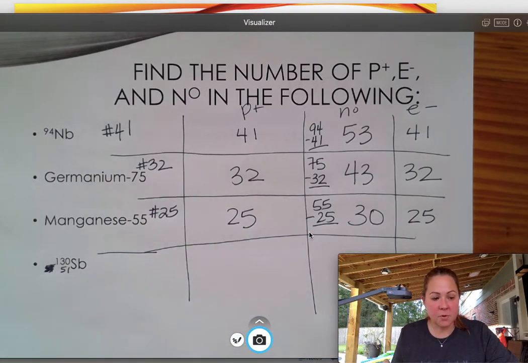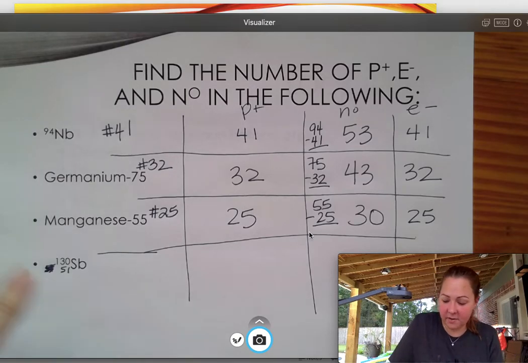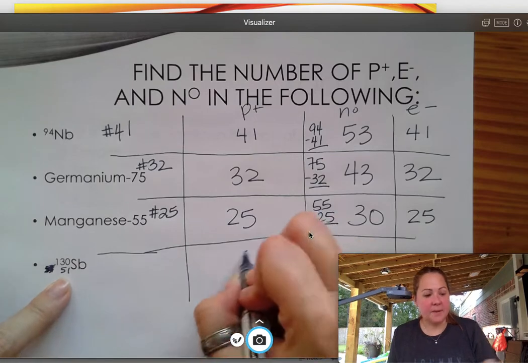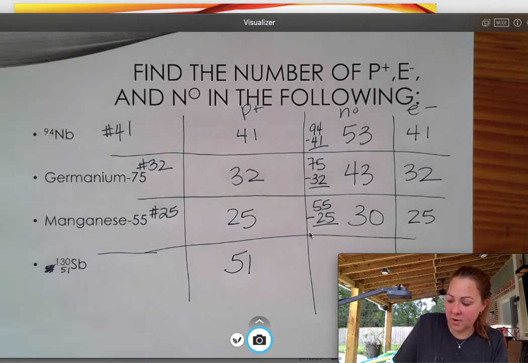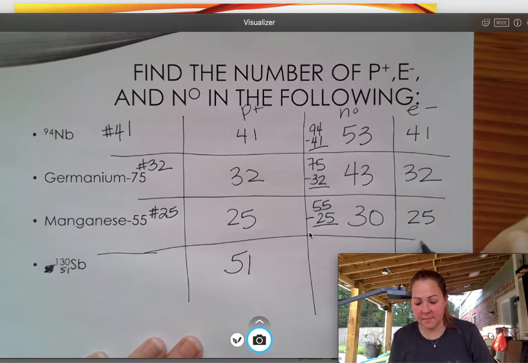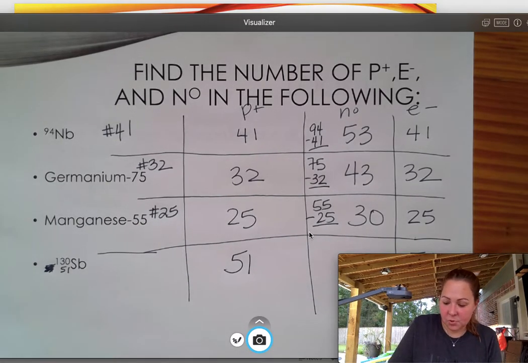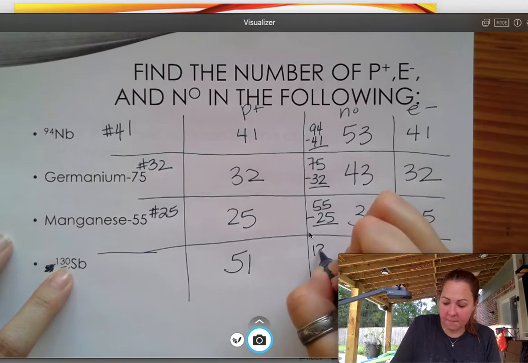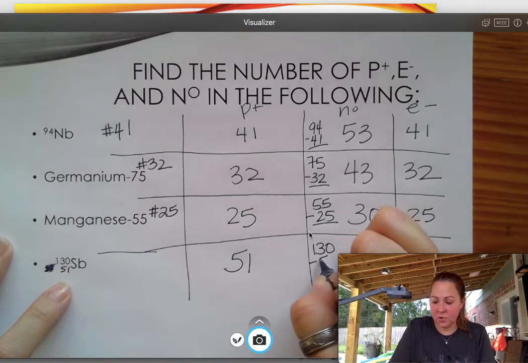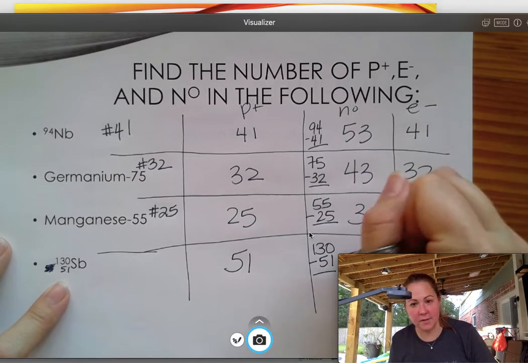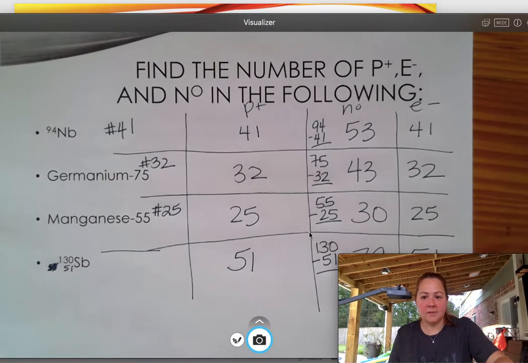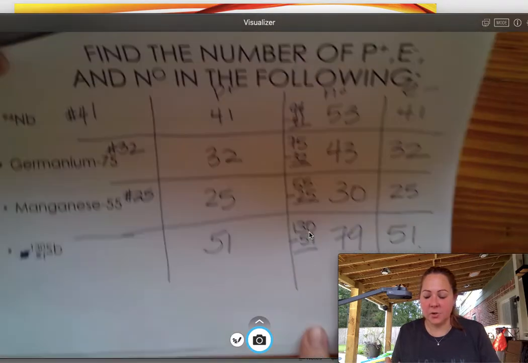Now, for antimony 130, we have an atomic number given of 51. So that means that I have 51 protons. I also have 51 electrons. My mass number is 130. My atomic number is 51. So if I take 130 minus 51, I get 79 neutrons. Ooh, sorry, it's not on there anymore. I wasn't paying attention to my screen.